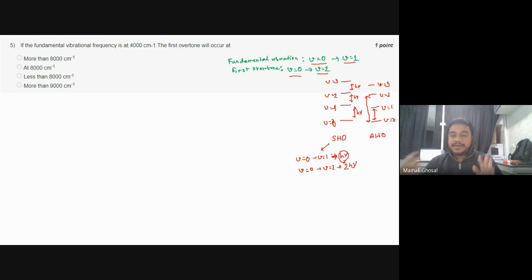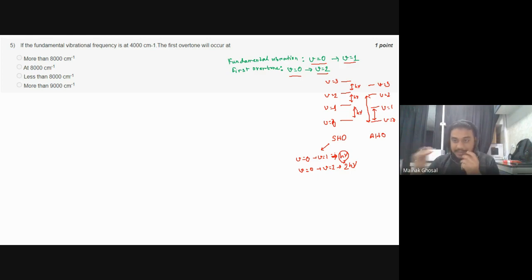Suppose I have said this is for a simple harmonic oscillator, it is 0 to 1 transition. So you can see here 0 to 1 transition is the fundamental vibration, and 0 to 2 transition is the first overtone. Related to this question, you have said that this value is 4000. So what should be your first overtone? It will be 2 into 4000, that means it will be 8000. As simple as that for a simple harmonic oscillator, right?